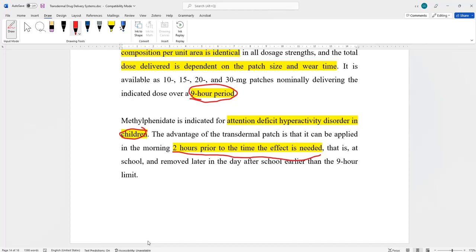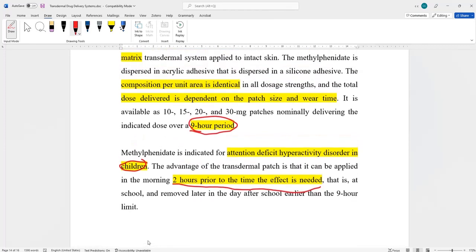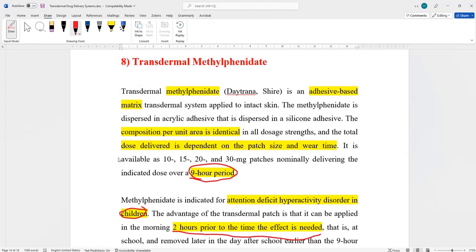And when they come back, it's already 9 hours past, so you can take the patch off the child. Transdermal methylphenidate is available with a trade name Daytrana, and it's available in different doses: 10, 15, 20, and 30. But these different doses, pay attention, it's not because you are adding extra drug in the patch. It's because you are using different patch sizes. So it's available in different patch sizes.